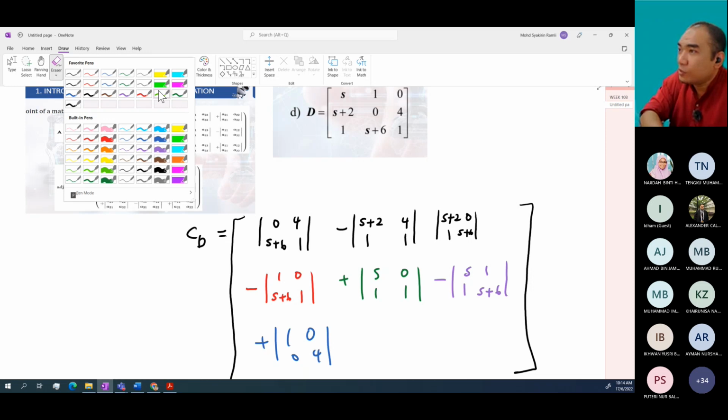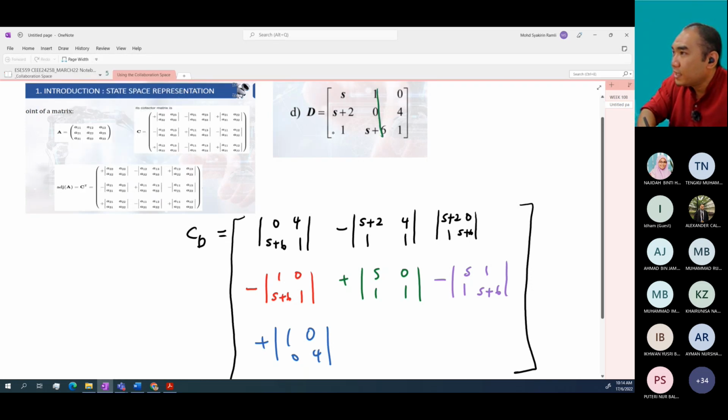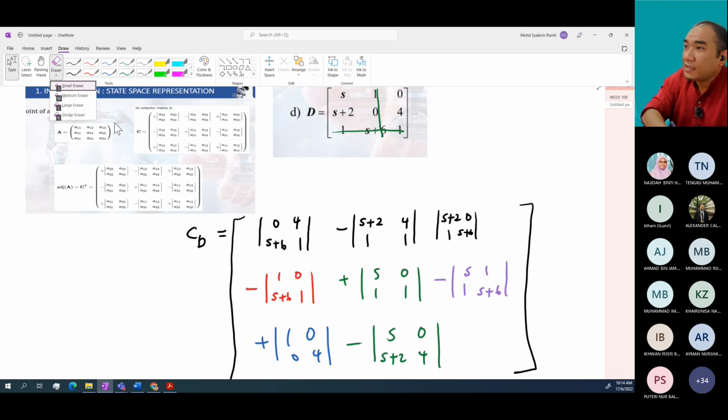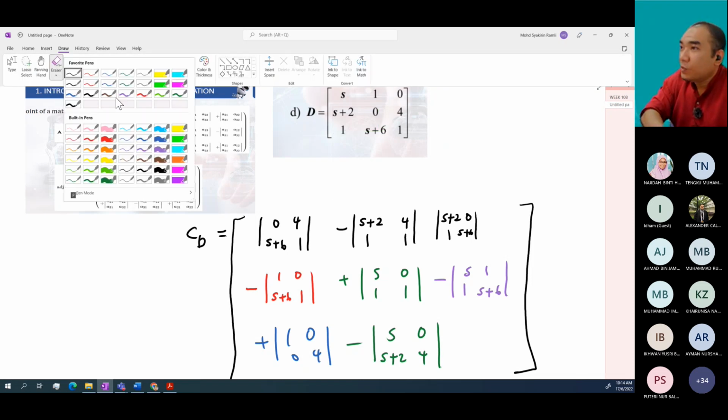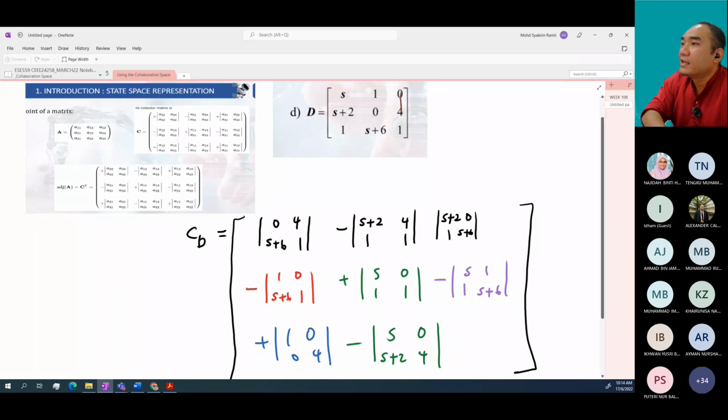And then the next one, kita tutup yang ini kan. What we can do is kita tutup yang ini pula. Tutup ini, and then it's gonna be minus S, 0, S plus 2, dan juga 4. And then the last one, what we can do is kita tutup yang ini, and then kita akan dapat this is going to be plus with S, 1, S plus 2 dan juga 0.